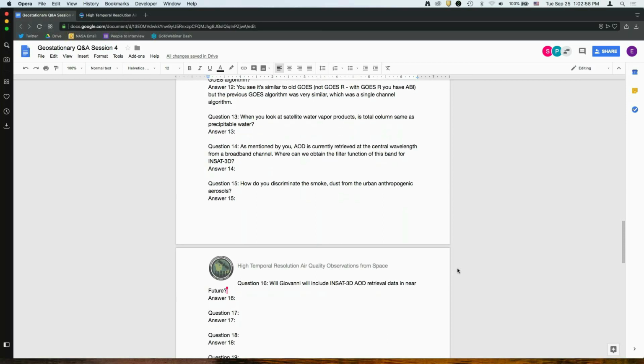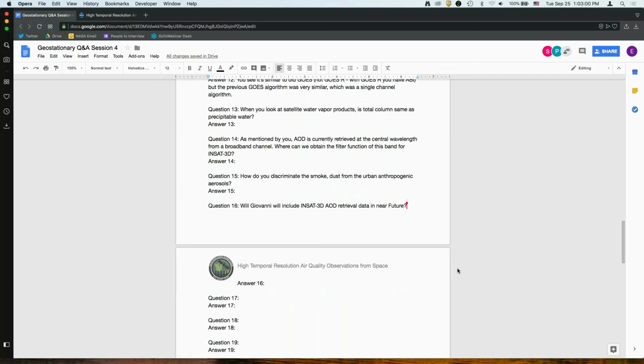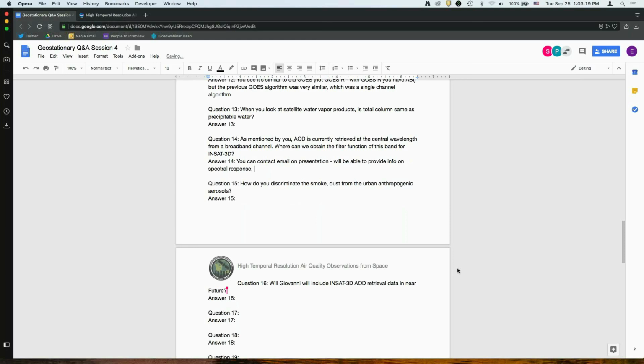The next question I'll take is 14. As mentioned by you, AOD is currently retrieved at the central wavelength from the broadband center. Where can we obtain the filter functions for this band for INSAT 3D? Yeah, you can contact me. My email address is there. I will be able to provide this information about the spectral response functions for INSAT 3D.